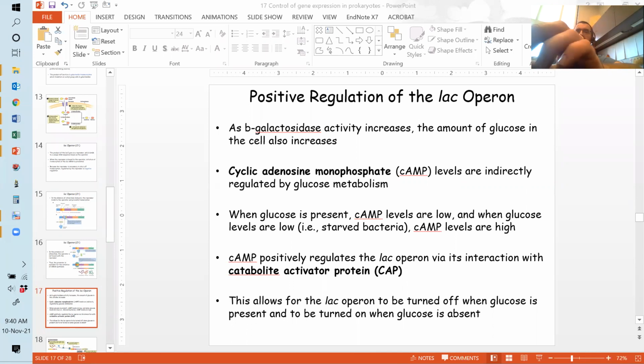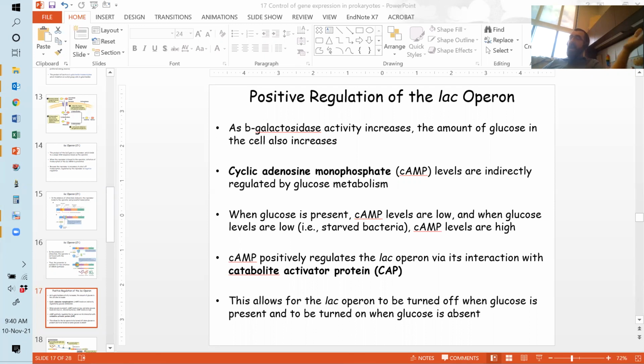And when glucose levels increase, cyclic AMP levels drop. So the thing that the bacteria is detecting is the level of cyclic AMP.